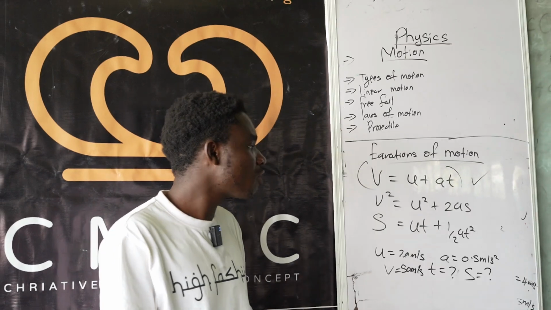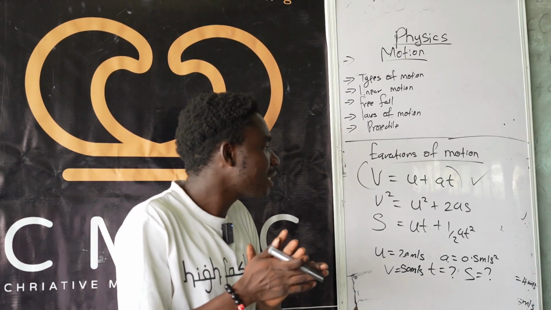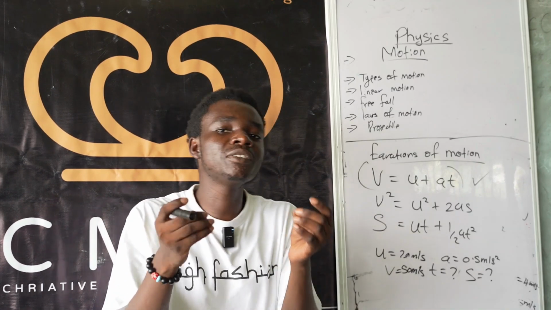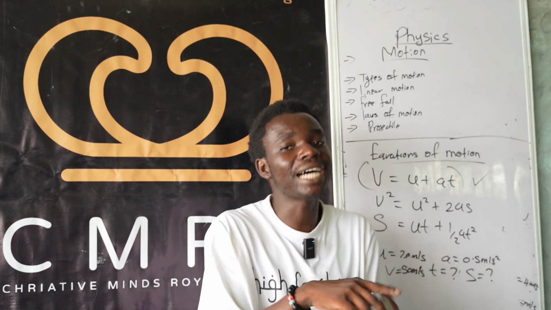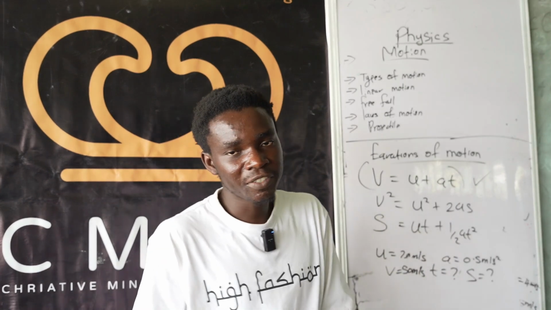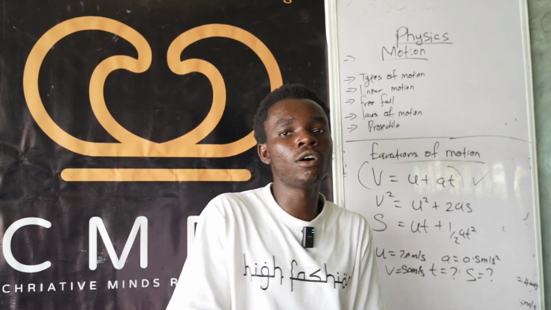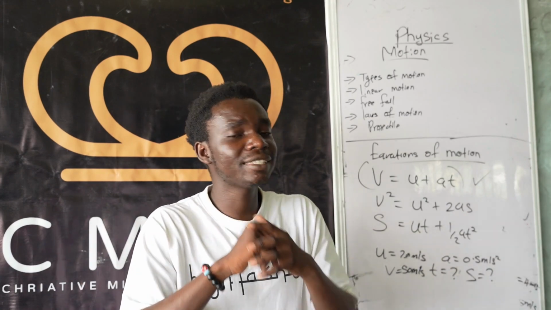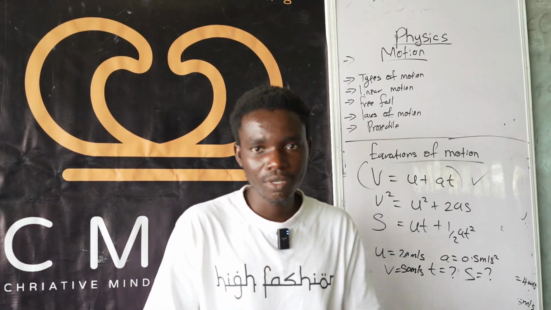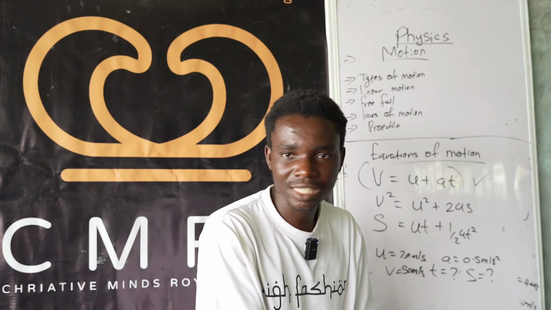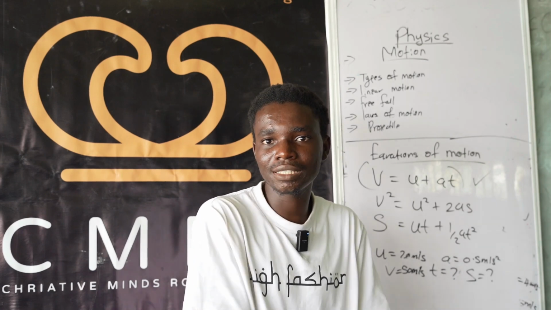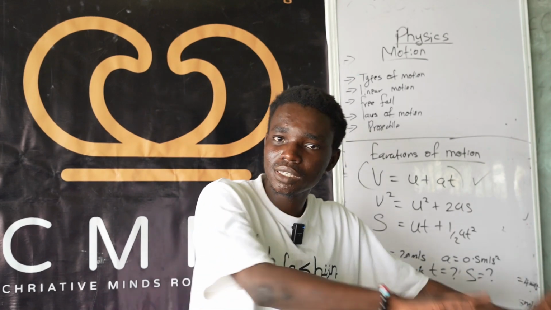So whenever you are trying to solve any question, make sure you identify all the parameters that are given in the question, even those that are not given directly. For example, they will tell you that a body is moving from rest. Nobody will tell you that your u is equal to 0. You are supposed to know that from rest means initially at rest, and the initial velocity is going to be 0.